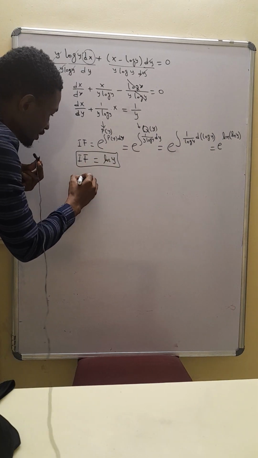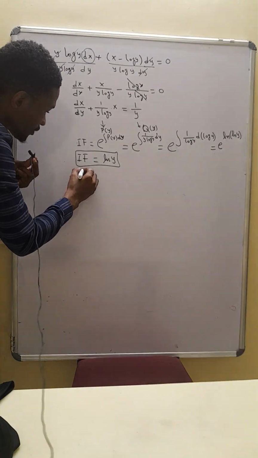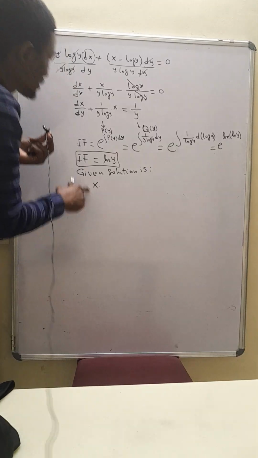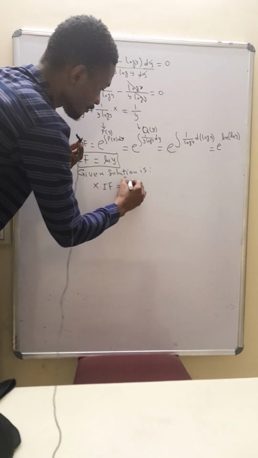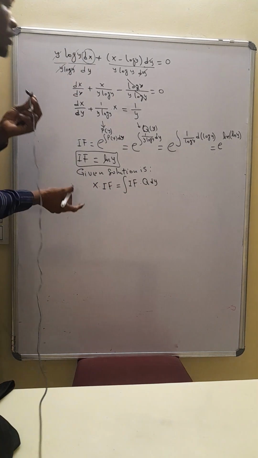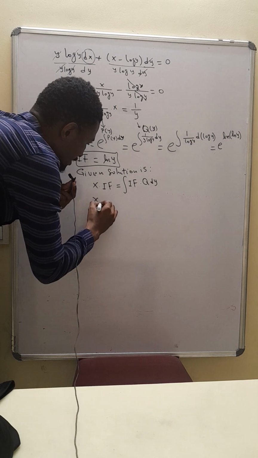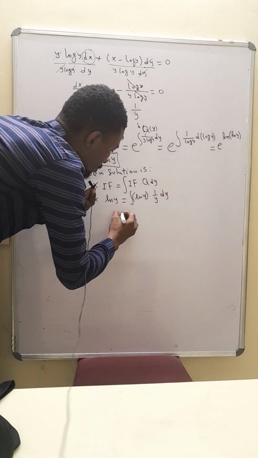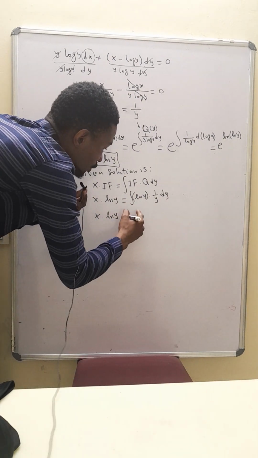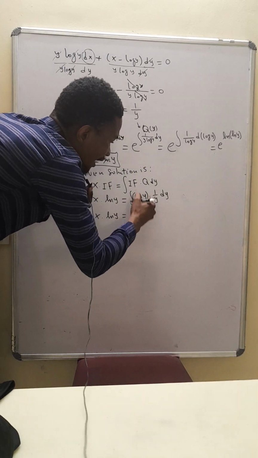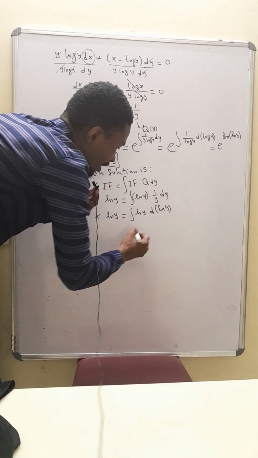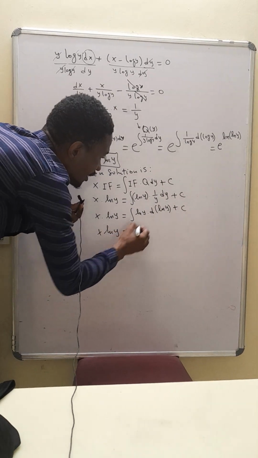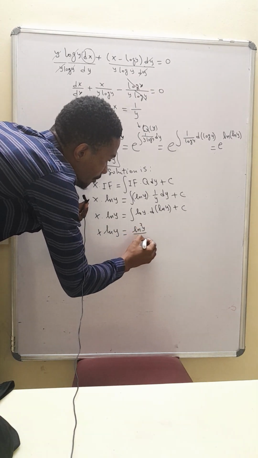This is your IF. Now, you make x the dependent variable. What will be the given solution? Dependent variable x times IF is equal to the integration of IF times q dy. Now, just solve this one. What is x? It is x. IF is ln of y. Here, the integration of ln of y times 1 by y dy. So it will be x times ln of y. And here, this is ln of y times, again, the ln of y derivative. So you are going to have x ln of y equal to ln square of y by 2 plus c, you can just add plus c here.